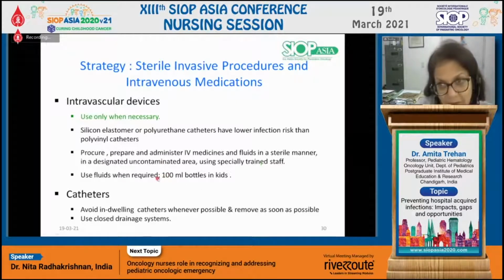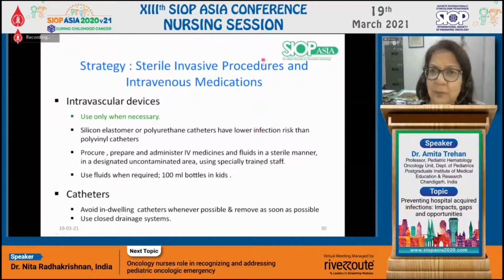So one must remember to use them for IV antibiotics, etc. Ensure it's a closed system so we do not have to poke any bottle the second time or do anything which will hurt it. I'm just repeating what all of you know. Similarly, avoid indwelling catheters whenever possible and remove them as soon as possible. Right? So, if you have a urinary catheter, a chest tube, anywhere, as soon as the patient is well, it should come out.